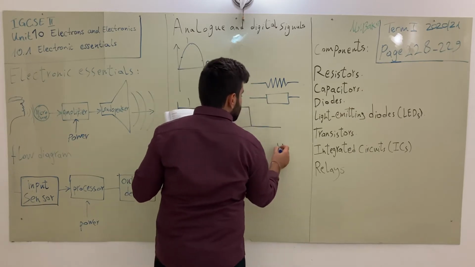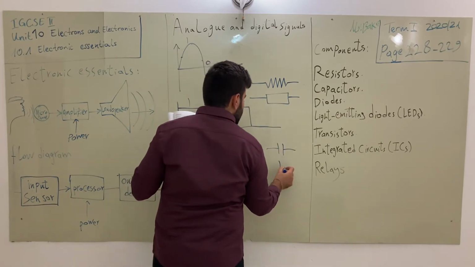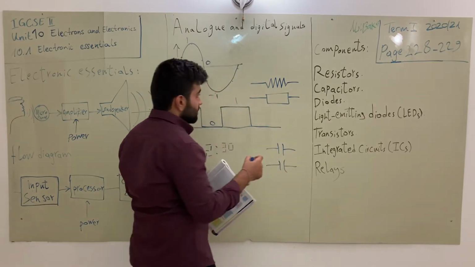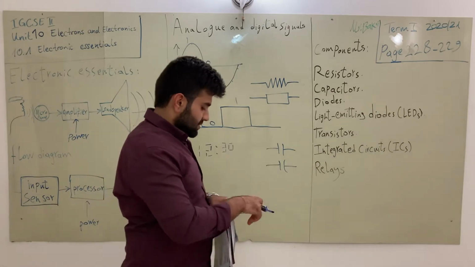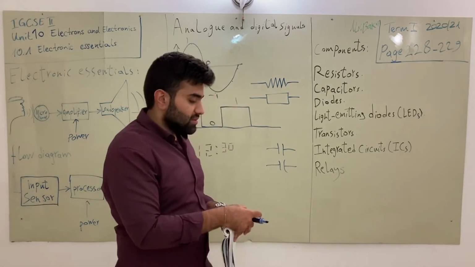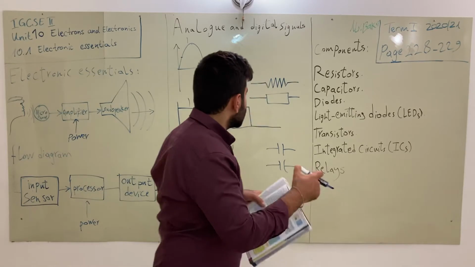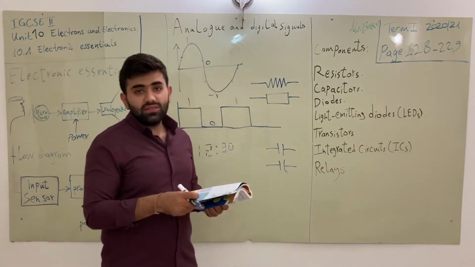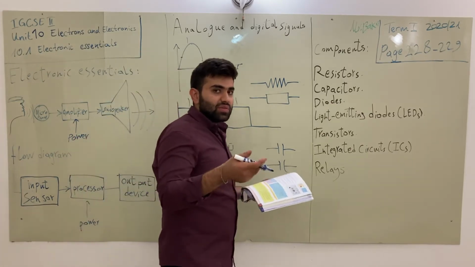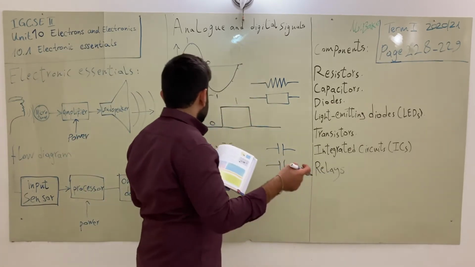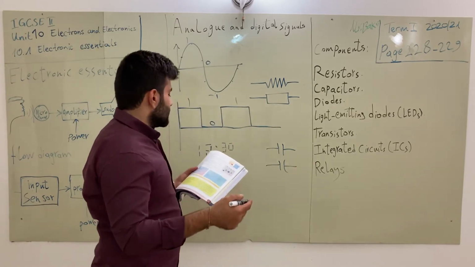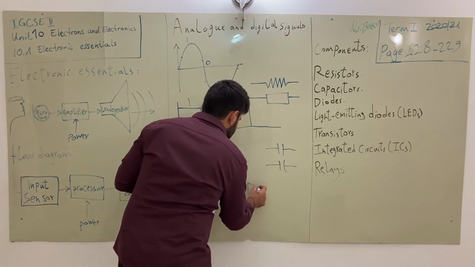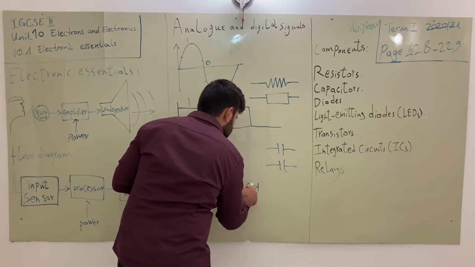Then we have capacitors. The capacitor is just like a small battery. This is the capacitor symbol, and the one that has negative and positive is like this. Now the diodes. We were talking about the capacitors: the capacitor's job is like a small battery. It stores the charge and releases it to the circuit when it's needed. The diodes are what? This is the symbol of the diode.